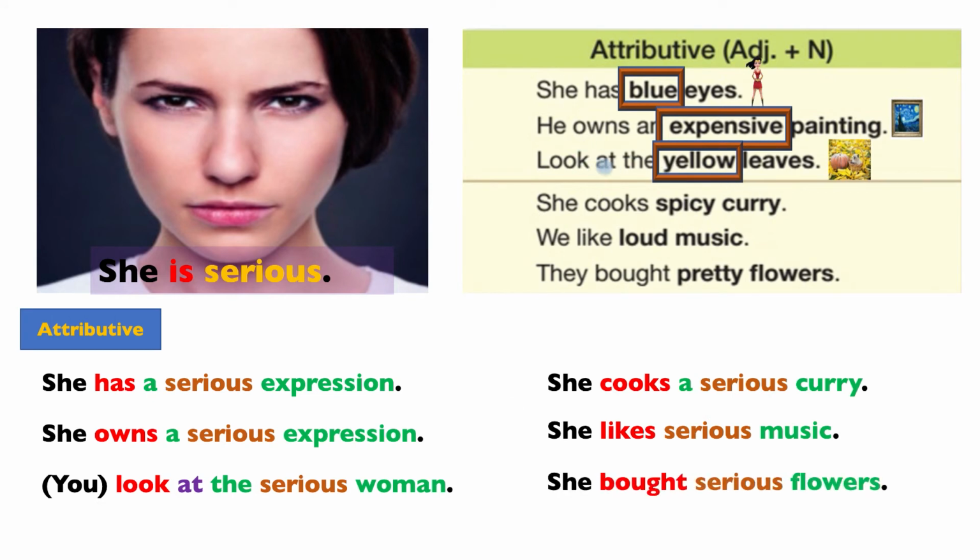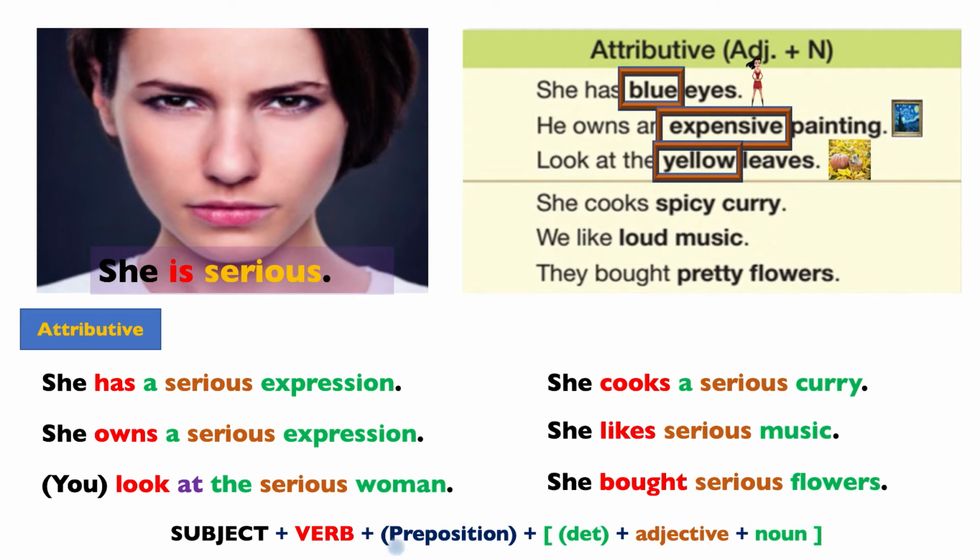Alright, and if we have a look at the ones below that, she cooks spicy curry. She cooks a serious curry. Always possible. She likes serious music, not loud music. And she bought serious flowers, not pretty flowers. So Yonghee, do you think you're ready to try this with the next adjective? Yes, I'm just curious about serious curry and serious flowers. Yes, well at least it's not a scary curry.